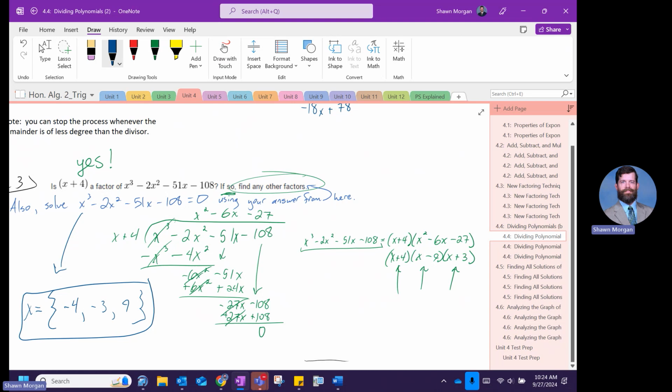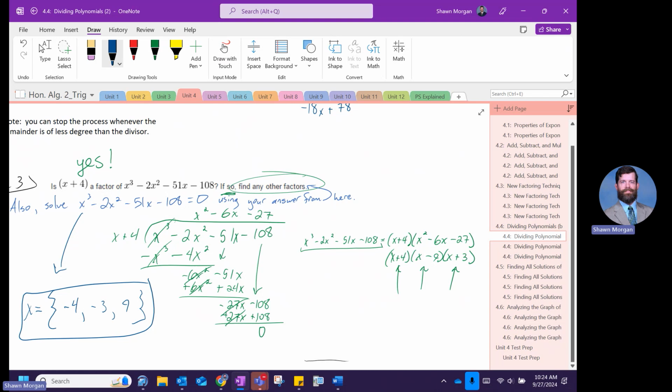51 does not go into that. So maybe, I don't know. 51 and 108 are both multiples of 3. So you could try grouping and factoring, but I don't think it works. Yeah. It's maybe an alternative method, we could say. But you got to get your foot in the door.